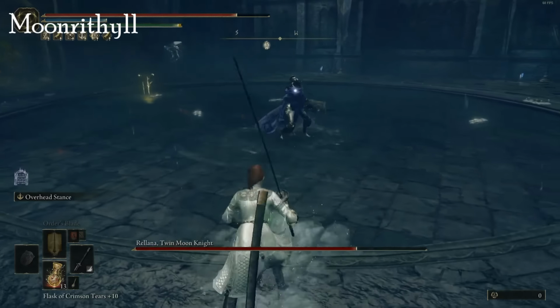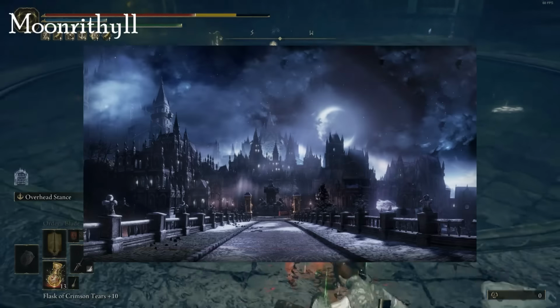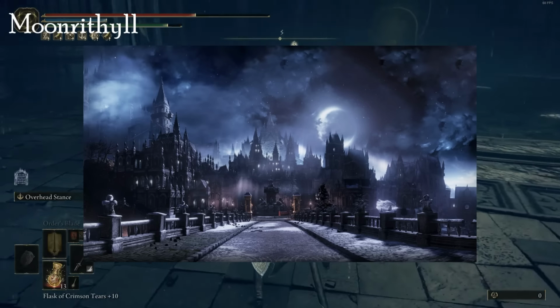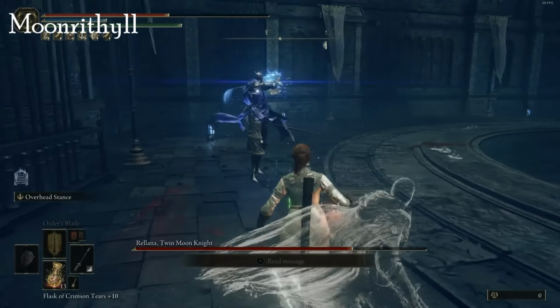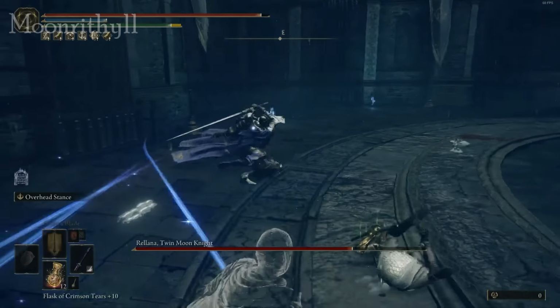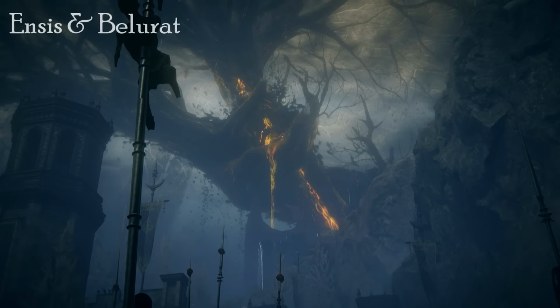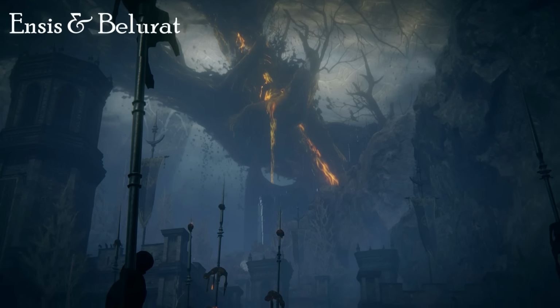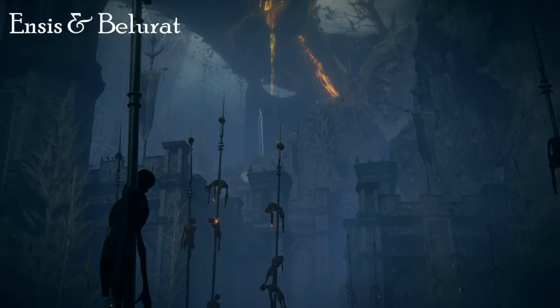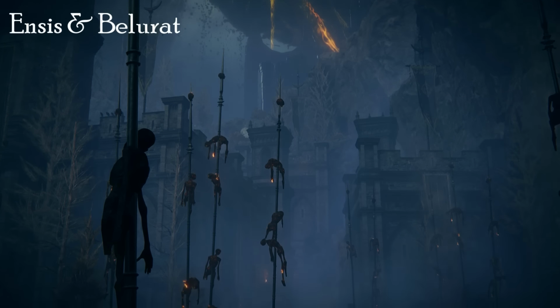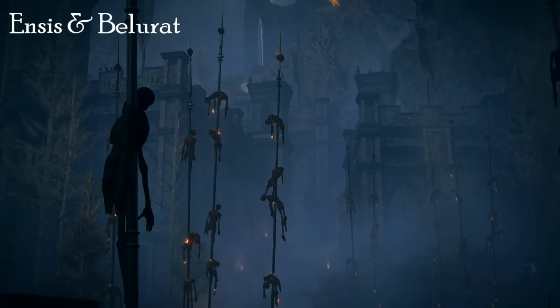Rellana's knight Moonrithyll is a callback to Dark Souls 3 and Irithyll of the Boreal Valley. The name Irithyll is a Tolkien reference derived from the Sindarin Elvish for moon. The two castles in the early section of the game both have Latin names which suggest their involvement in war. Ensis simply means sword and was mostly used in a poetic sense.